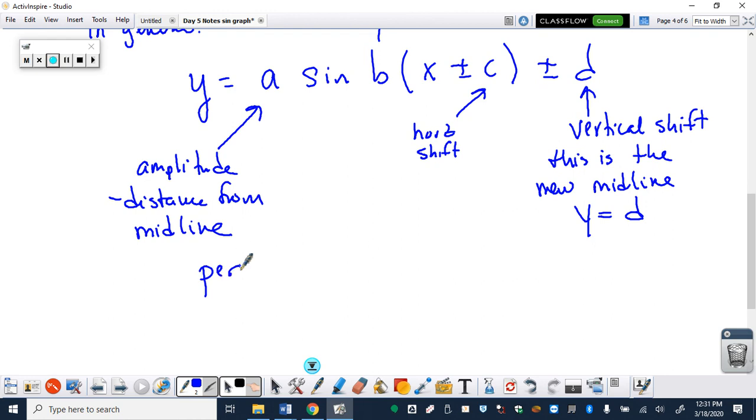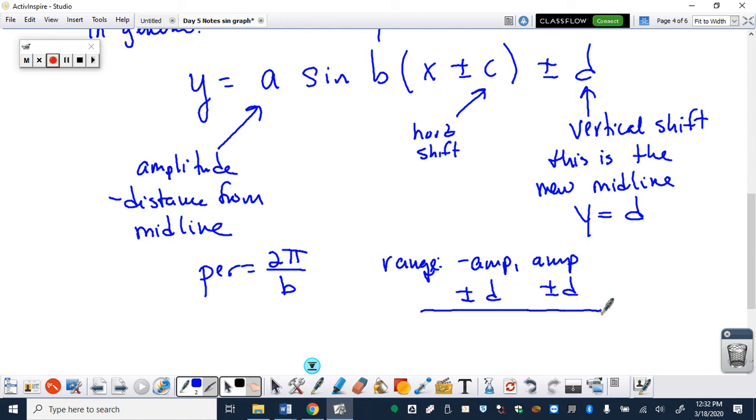You also have to memorize that to get period, you take 2 pi and divide it by b, the frequency. We will also ask you to be able to calculate the range. And usually I say, well, take the amplitude, do negative to positive amplitude, and then plus or minus whatever the vertical shift is. And that'll give you the range.